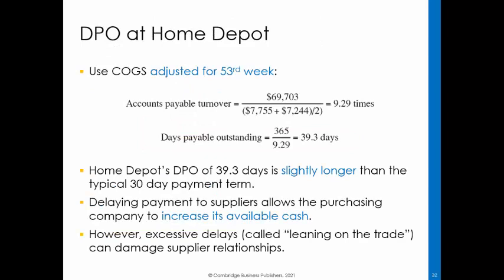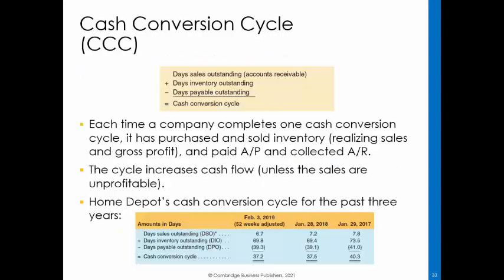Home Depot pays its suppliers on average within 39.3 days, which is slightly longer than the typical supplier payment terms of 30 days. Delaying payment to suppliers allows the purchasing company to increase its available cash. However, excessive delays can damage supplier relationships. In managing days payable outstanding, companies must take care to maximize available cash while minimizing supply chain disruption.